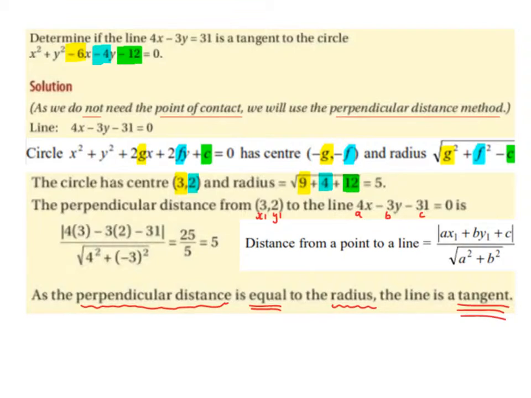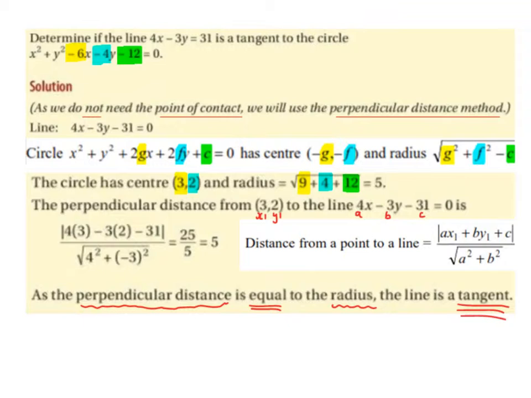So next we take the coefficient of y in the circle, which is minus 4. And we let that equal to the coefficient of y in the formula, which is 2f. So if minus 4 is equal to 2f, then f is equal to minus 4 divided by 2, which is minus 2. So we know that the f value, we need to change the sign in order to get the centre. So minus 2 becomes positive 2. So the circle has a centre 3, 2.